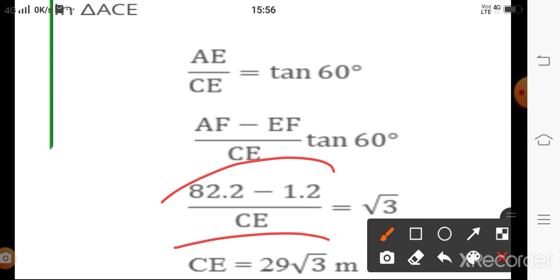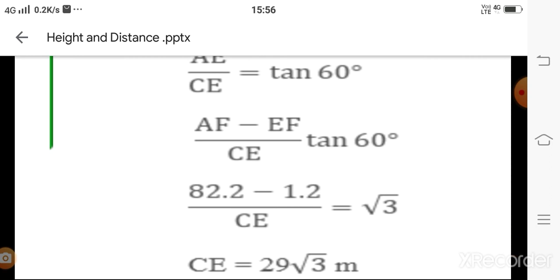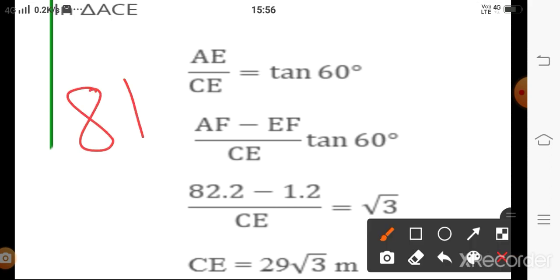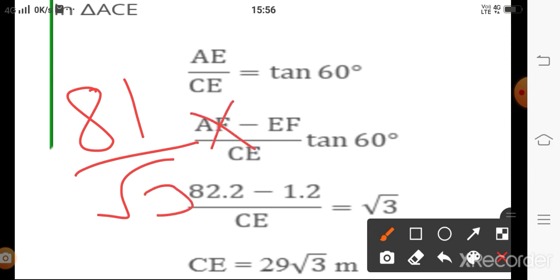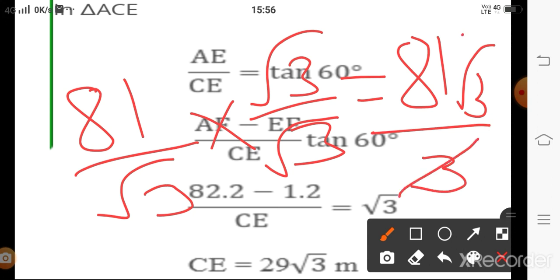On rationalizing, subtracting these two, you get 81, then 81 upon root 3 as CE. Rationalizing by multiplying and dividing 81 upon root 3 by root 3, in the numerator you get 81 root 3 and in the denominator you get 3. These will cancel out and we get 29 root 3.